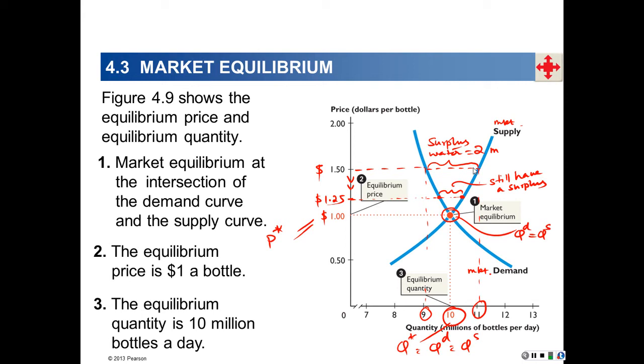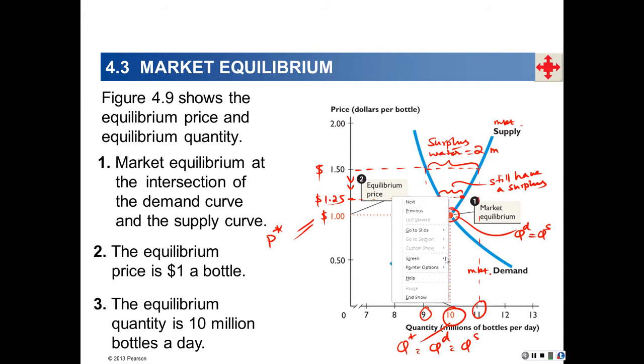Now by tomorrow, the price of bottled water may fall to $1.25 a bottle. Now at that price of $1.25 a bottle, you will notice that there is still this horizontal gap between the two curves. So there is still a surplus. Now it's a smaller surplus than before, but there is still a surplus. And as long as there is a surplus, we have downward pressure on the market price, correct?